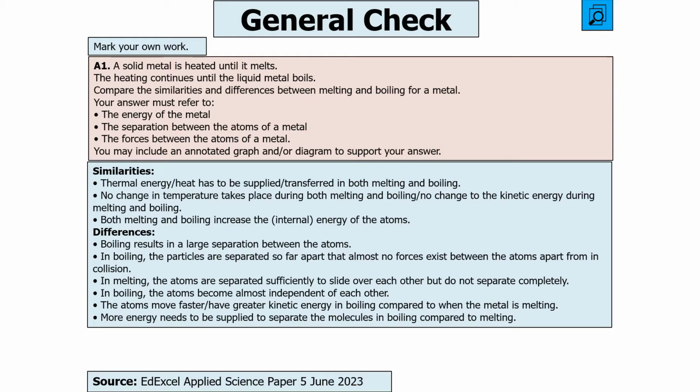Now, we also know that boiling occurs at a higher temperature. Temperature is proportional to the kinetic energy store of the object, so therefore the atoms will be moving faster or have a greater kinetic energy during boiling than there would be during melting. And then we also know, as stated previously, more energy is needed to separate the molecules in boiling compared to when it would be in melting.